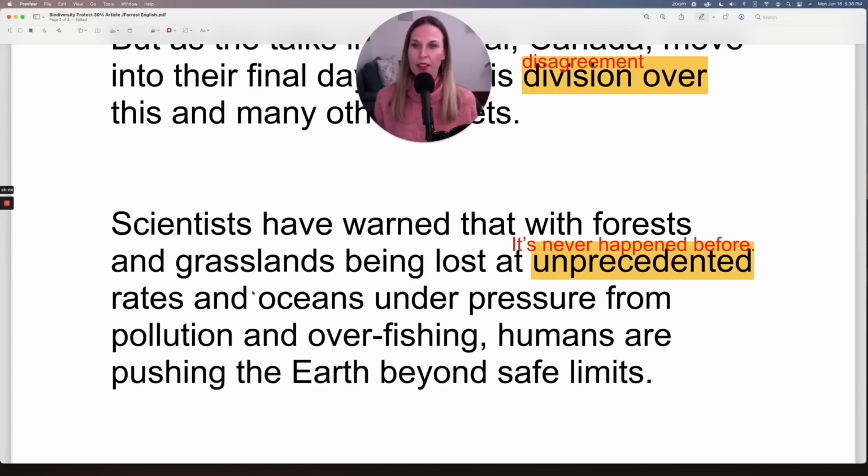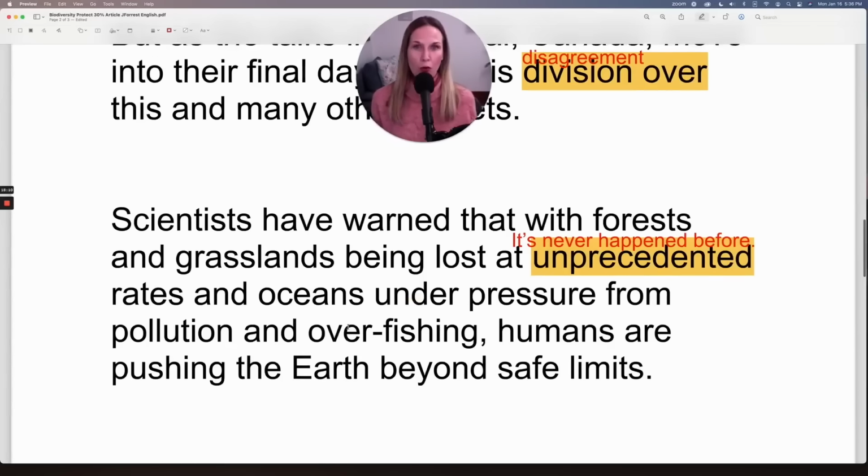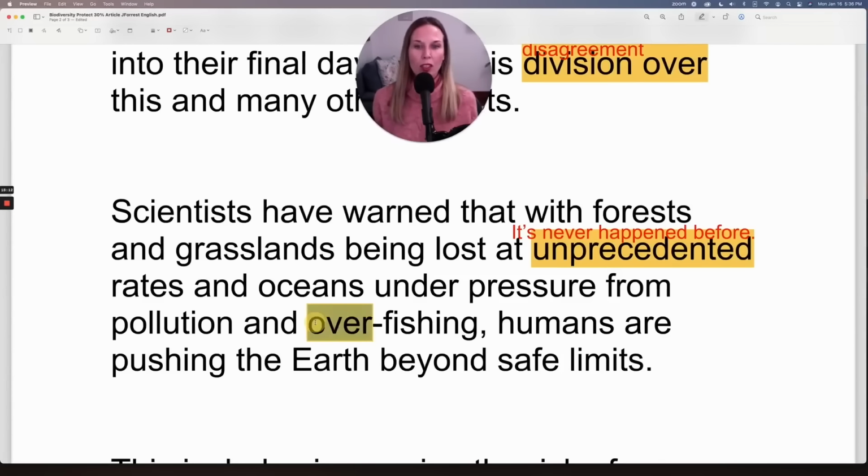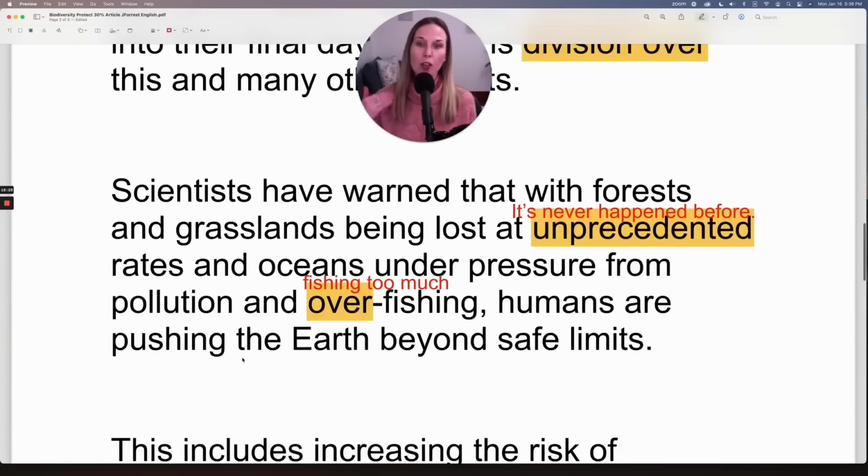Unprecedented rates and oceans under pressure from pollution and overfishing. Over added to the verb fishing. Overfishing means fishing too much. Overfishing. Humans are pushing the earth beyond safe limits.